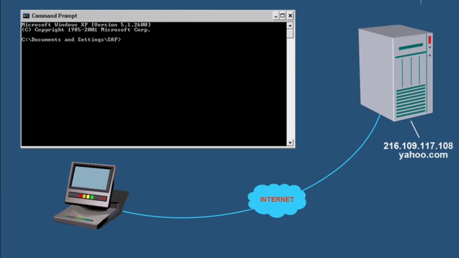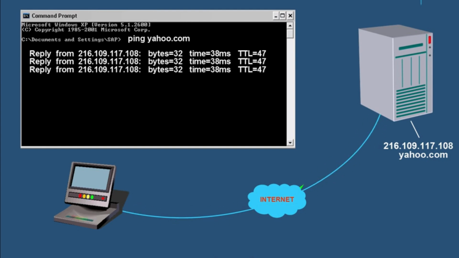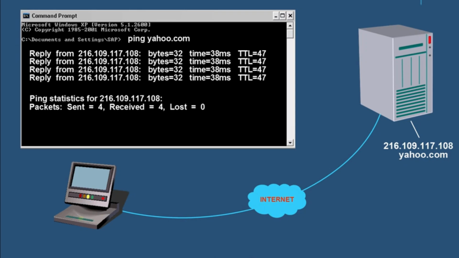Because as we know, DNS is the Domain Name System, and DNS resolves names to IP addresses. But let's suppose that the domain name ping failed. The next step will be typing the IP address instead. If by typing in the IP address the ping command was successful this time, then we know that we are having a problem with DNS.